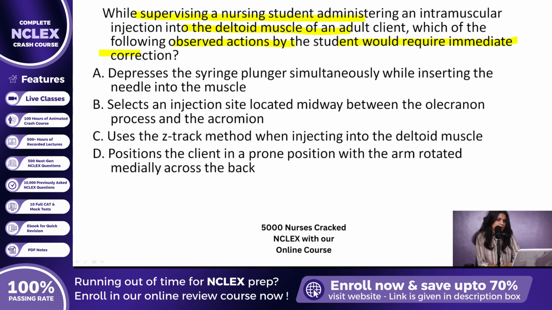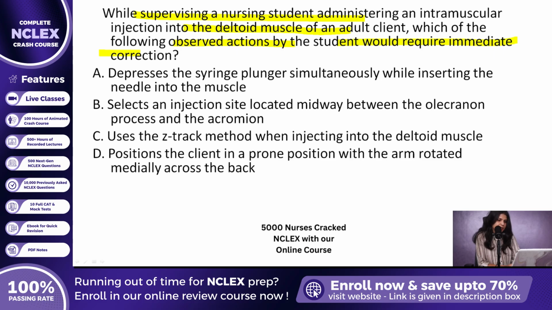Here are your options. Option A. Depresses the syringe plunger simultaneously while inserting the needle into the muscle. Option B. Selects an injection site located midway between the olecranon process and the acromion. Option C. Uses the Z-track method when injecting into the deltoid muscle.